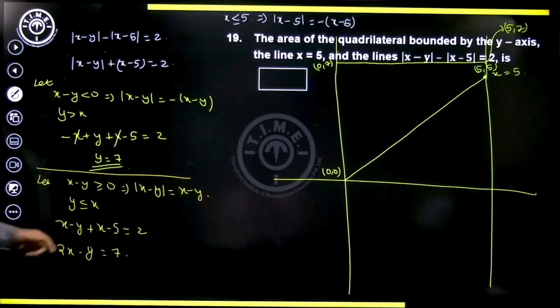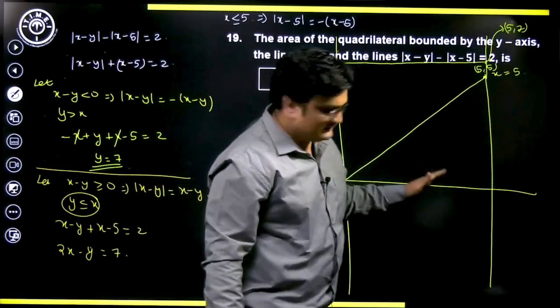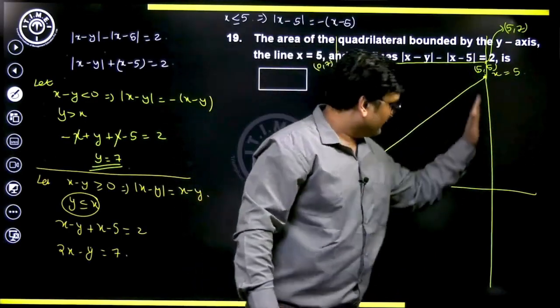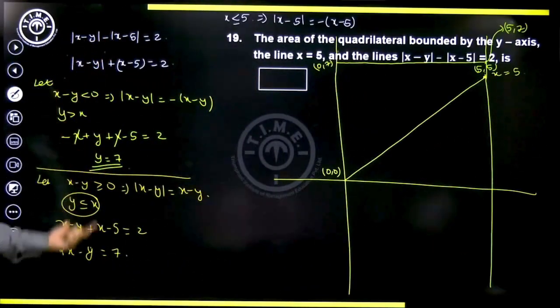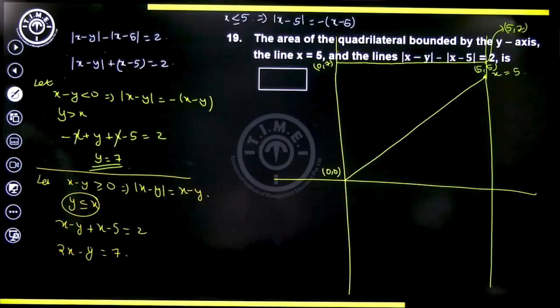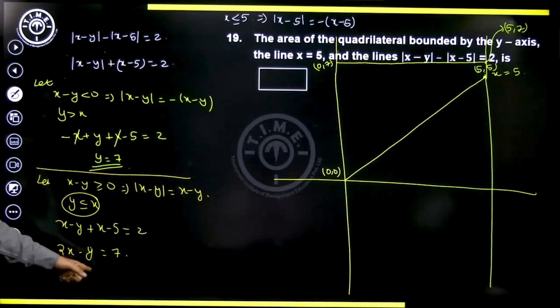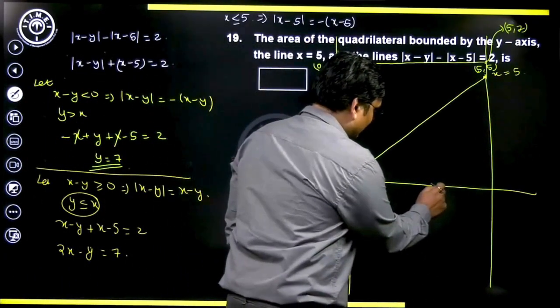And please note, what does y less than or equal to x mean? Or x greater than or equal to y means? It would mean this side. So basically this entire region here that we have. So in that region, the line becomes this line, 2x minus y equal to 7. So if I put y equal to 0, I'll get the value of x as 7 by 2. So it will be somewhere here.